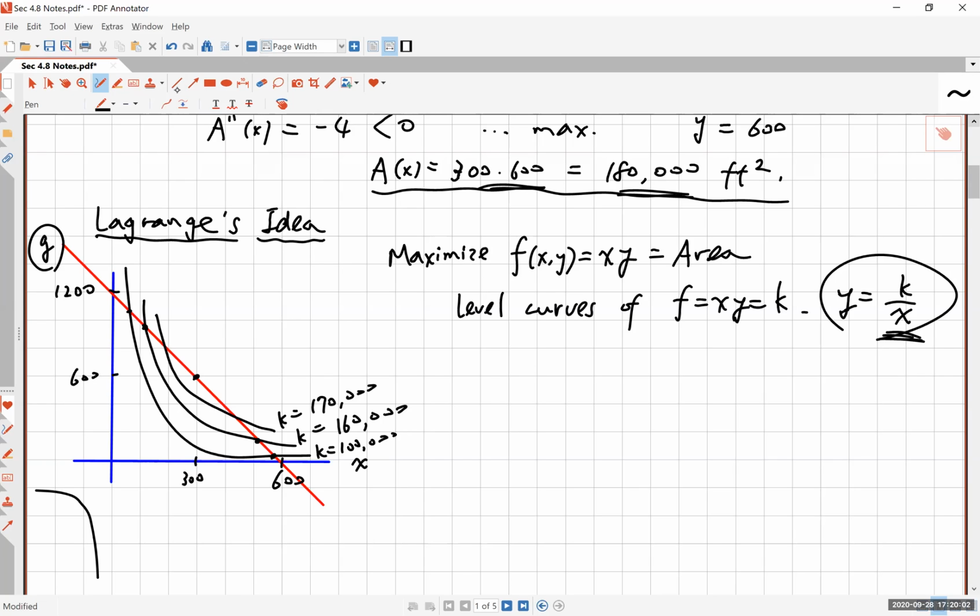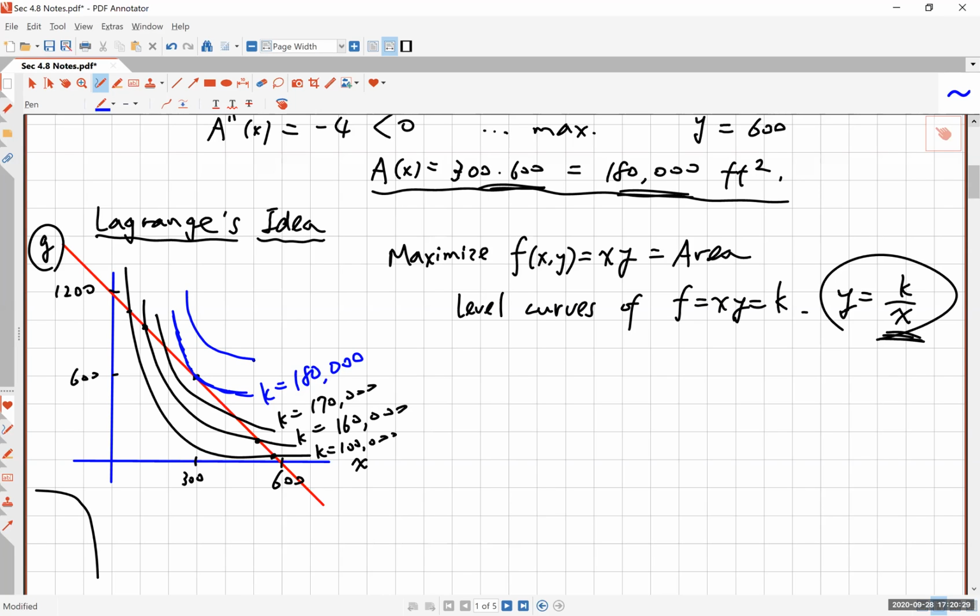At that point, I'll draw this with a different line here, the level curve is going to only touch the red line at one single point, okay? And that is the level curve where k is 180,000. Now, k could actually be bigger, like 200,000, but then it'll no longer touch g, right?